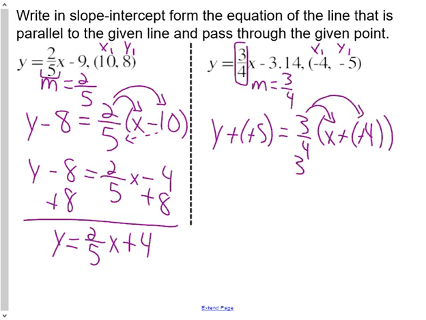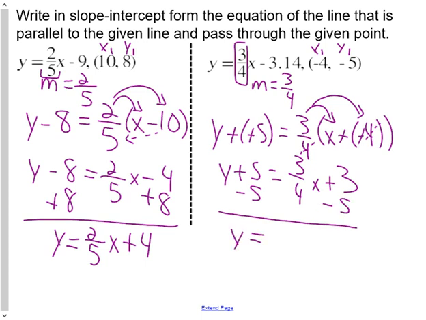3/4 times x. 3/4 times 4. These 4 will cancel. 4 times 3 is 12. Divided by 4, come back to 3. Positive 3 times 1 is 3. Right? And we get y plus 5 equals 3/4 x plus 3. Subtract 5 from both sides to get y equals 3/4 x minus 2.